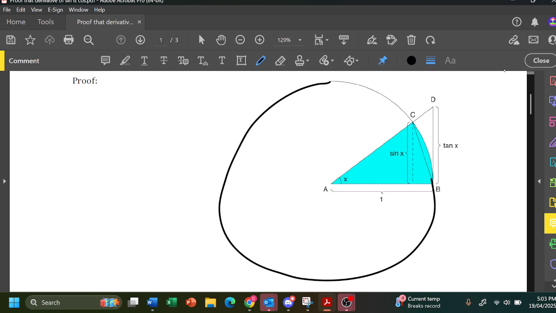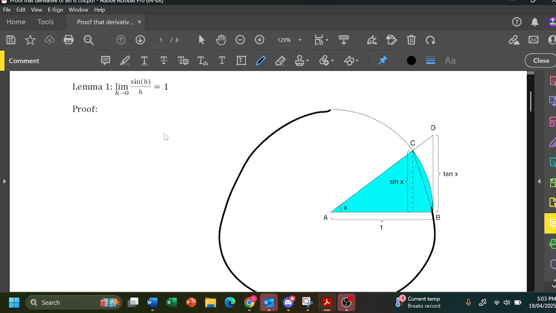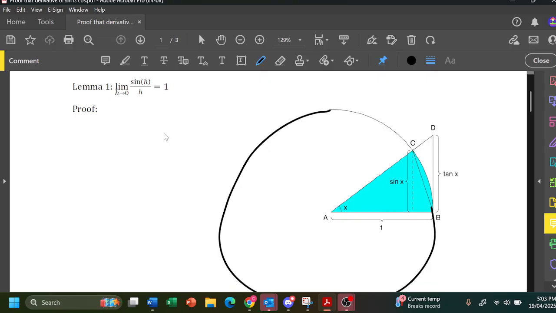Okay, so what we're interested in for this proof is the ratio between sine of h and h as h approaches 0. So in this case, let's just change that h to an x. So we're interested in sine of x divided by x as x goes towards 0, so as this angle here goes towards 0, what is going to happen to that ratio?